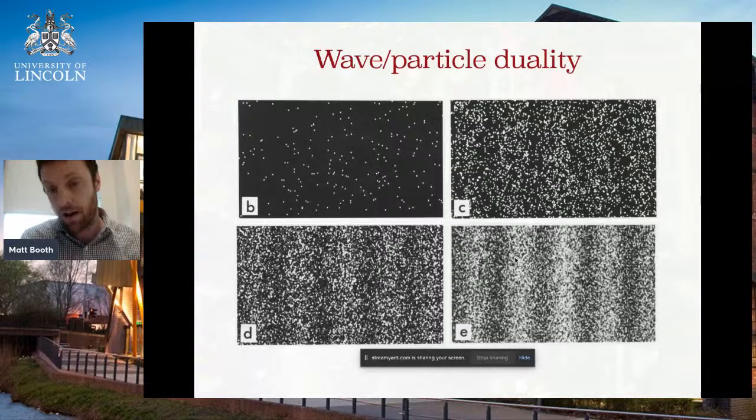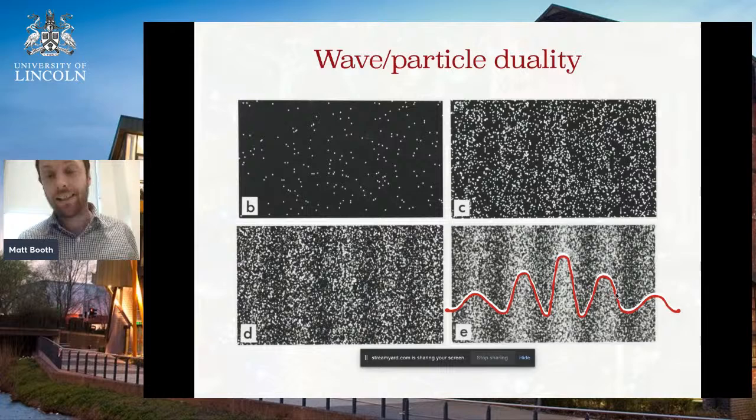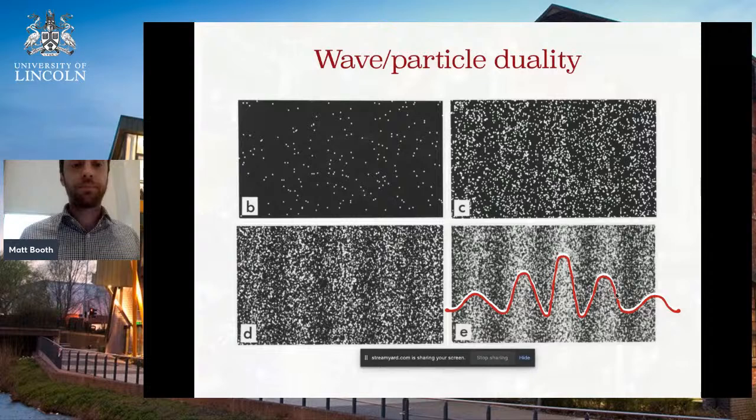Okay. And this tells us that even when we pass one electron through the slits at a time, we still get this signature of wave-like properties. So even single electrons interact with the slits as if they are a wave, which is really counterintuitive. So how do we put this together? How has physics dealt with this problem?